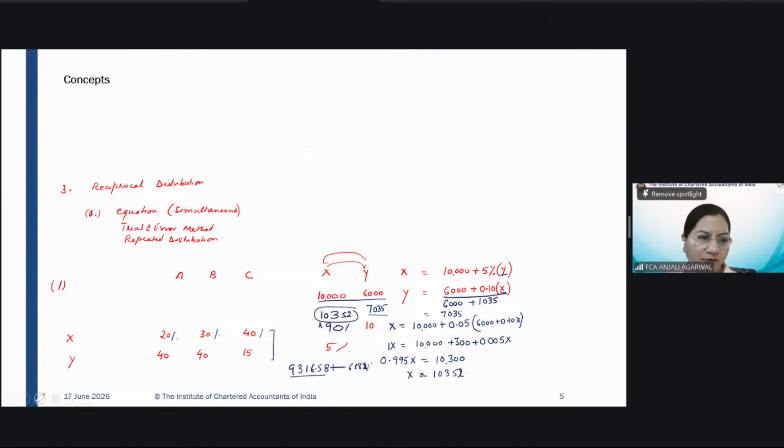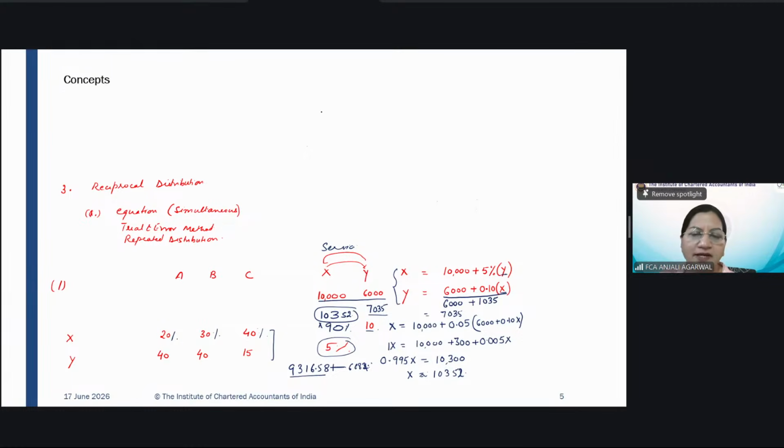So if there is reciprocal, how you can solve it is, the first method was simultaneous equation, where it will be very clearly mentioned that the service department's expenses are to be borne by production department and other service department in what ratio or what percentage. So we'll formulate two equations. X will be equal to 10,000 plus 5% of Y, and Y will be equal to 6,000 plus 10% of X. And then substitute the value of Y in the first equation, and you will be able to find out the value of X and Y.